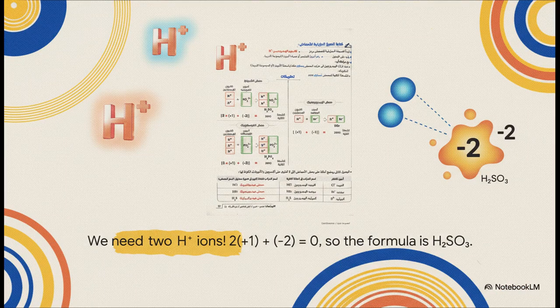Okay, now let's try one that's a little trickier. Sulfurous acid. Now the sulfite ion has a -2 charge. So one little H+ ion with its +1 charge, that's just not going to be enough to balance things out. So what do we do? We need 2 of them. 2 H+ ions give us a total charge of +2, which perfectly balances the -2 from the sulfite. And that is exactly why the formula is H2SO3.